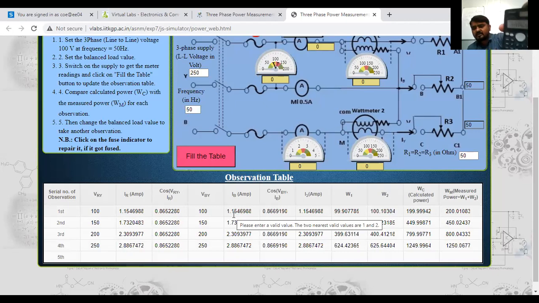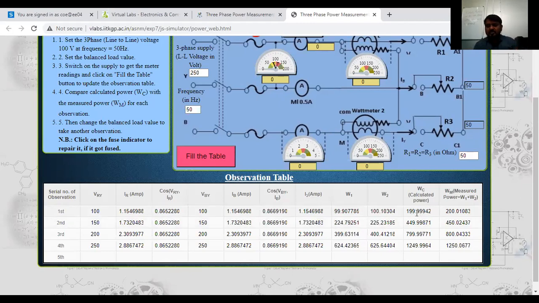199 point something is there. Yes, sir. 199.999 is nothing but approximately equal to 200 only, no? Approximately equal to 200 only. This is the calculated value. This is the measured value. By doing the calculation, you can confirm this one. By doing the calculation, you can confirm this also. Is it clear? Yes, sir.